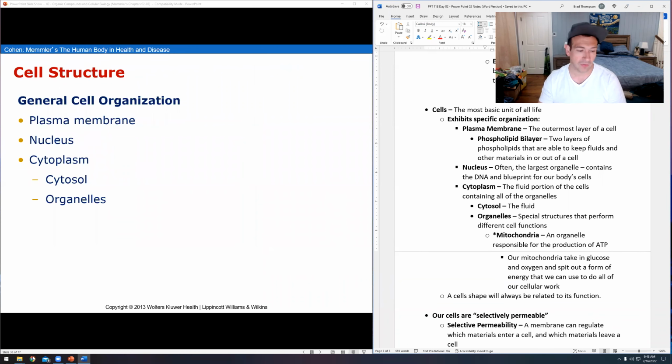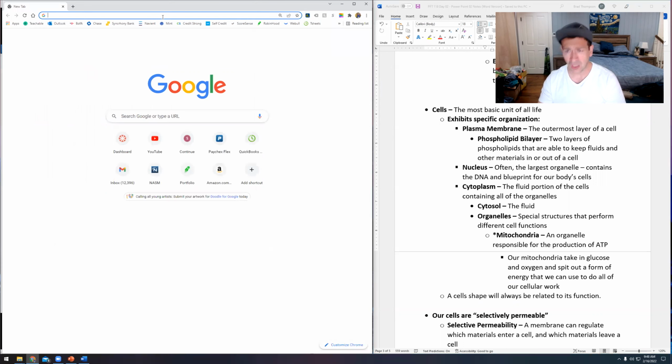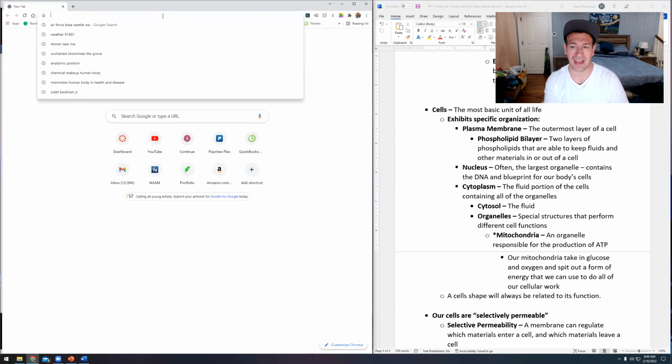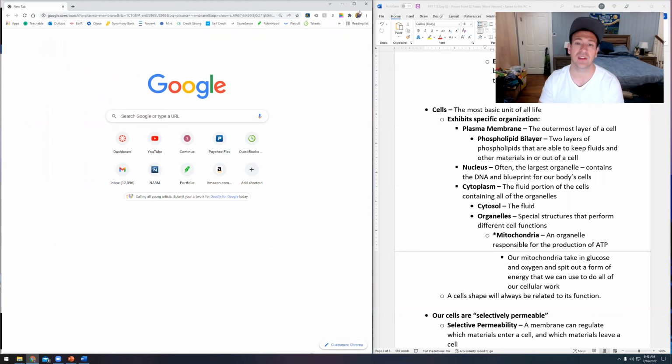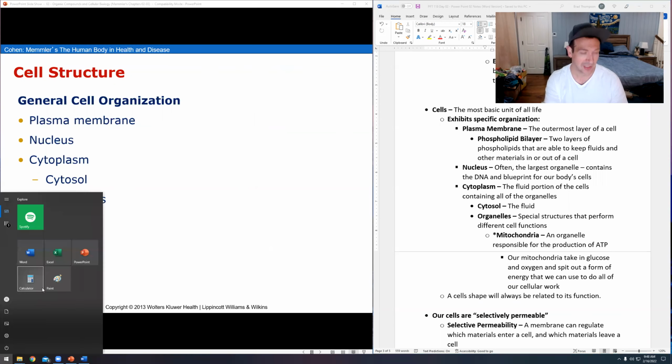So from the cilia on the outside, you're going to see what's called a plasma membrane. And that's that phospholipid. Oh, that's right. My Google's not working. Why is my Google not working? That is obnoxious.